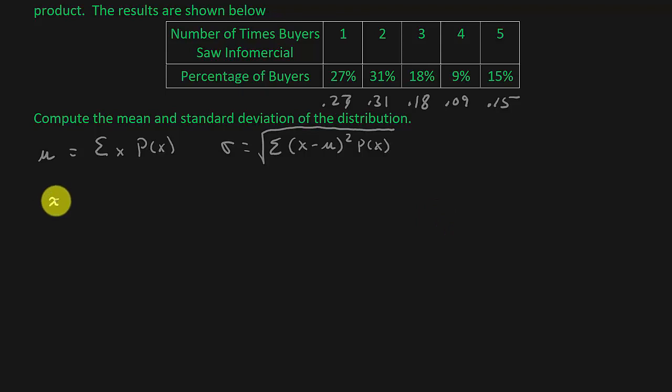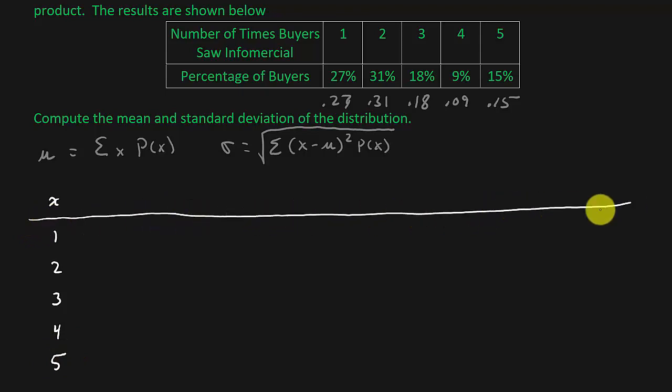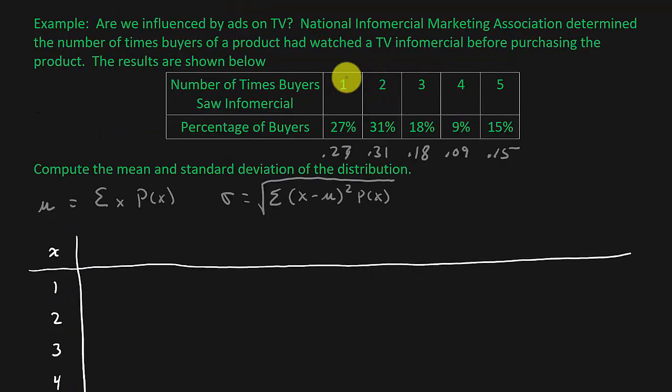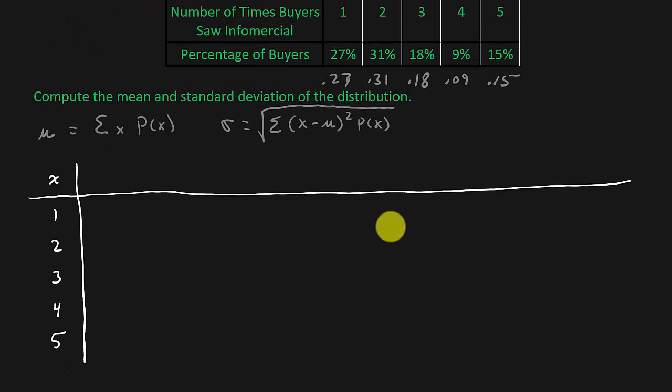These are my x values. That's the number of times the buyer saw the infomercials. And then I've got my p of x column. That's my probabilities. So that's 0.27, 0.31, 0.18, 0.09, and 0.15. All that information there is given. Now, let's see what I need.